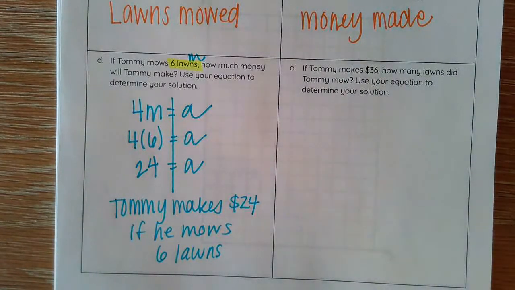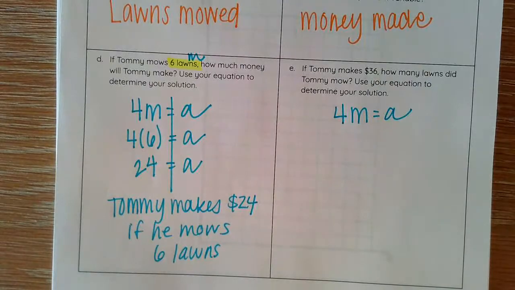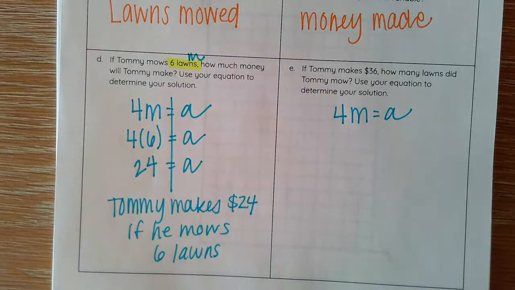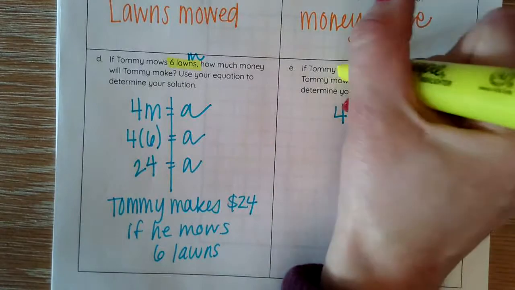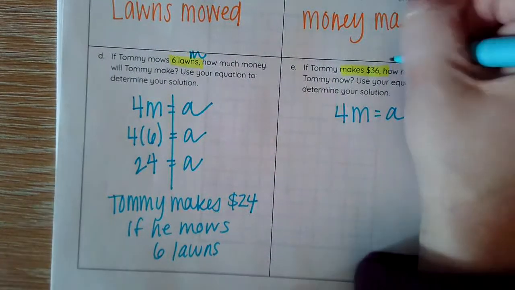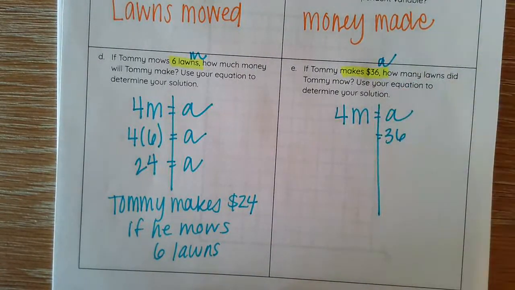Now we have: if Tommy makes $36, how many lawns did he mow? Again, we need to use our equation, 4M equals A. Our equation is not changing. What's changing is what we substitute in for our variables. Here it says that he makes $36. That is the amount made, which is our A. So this time we plug 36 in for A.